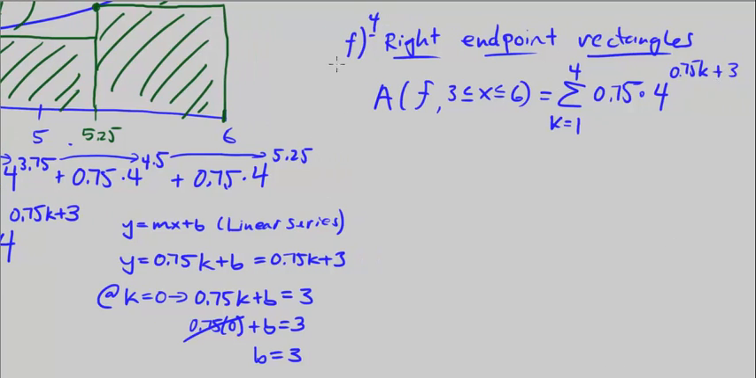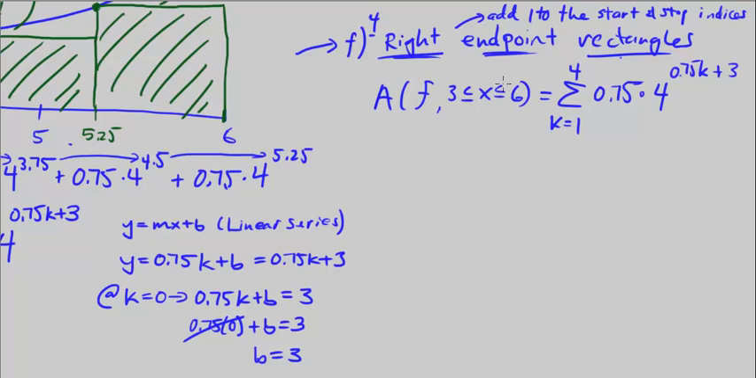Okay, once we get part E, it's easy to go to part F because for the right endpoint, we just need to add 1 to the index, to the start and stop index. And the plural of index is indices. Okay, so that's part F.